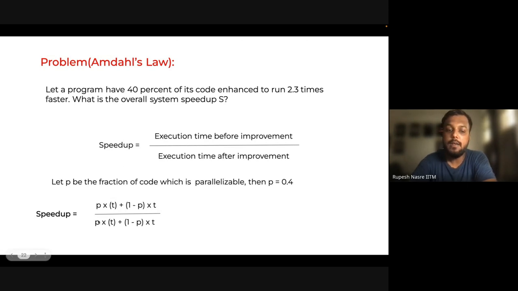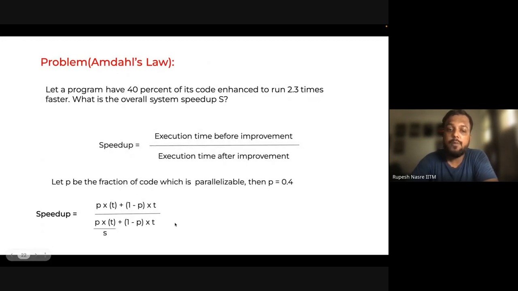Now the execution time after improvement is pretty obvious. P into t, where p represents the time taken by the parallelizable part, and 1 minus p the time taken by the non-parallelizable part. Now which part have I speeded up? The parallelizable part. So the time taken by the parallelizable part will decrease. My main question is, it will decrease by what? Exactly, it will decrease by 2.3, which is s. Let's suppose s represents 2.3 here.